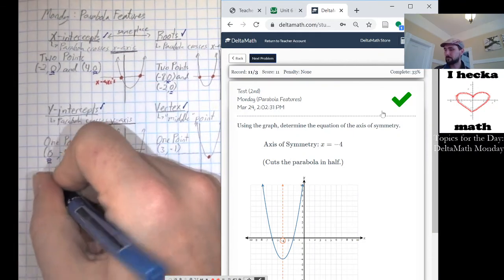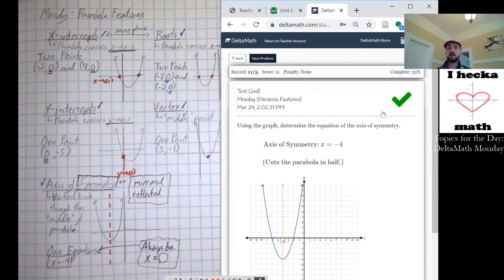Okay, so that's it. These are the 5 key features of the parabola that DeltaMath is testing us on in this particular problem set. If you have any questions, please feel free to check in with me on Google Classroom or on email, or check into the live stream later today to get any other questions answered.